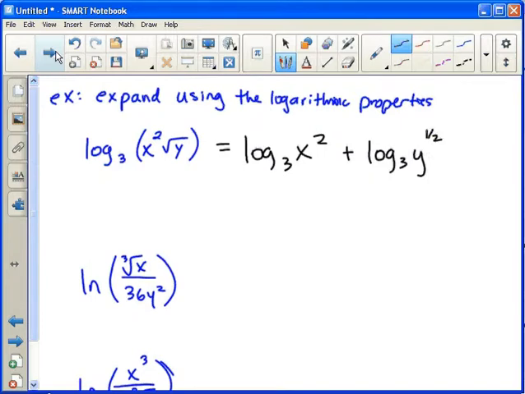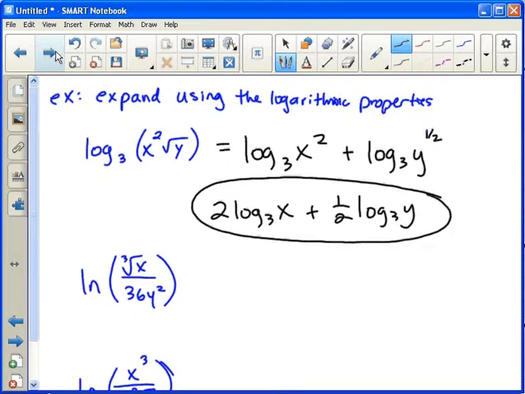So that's the first thing we need to do. We need to change multiplication to addition and division to subtraction. The second step is to do the third property, which has to do with the exponents. And that's allowing us to take the exponents and move them down front like this. And that would be our final answer. That is completely expanded. So remember, this is equivalent to what we started with. It's just two different ways of writing it.